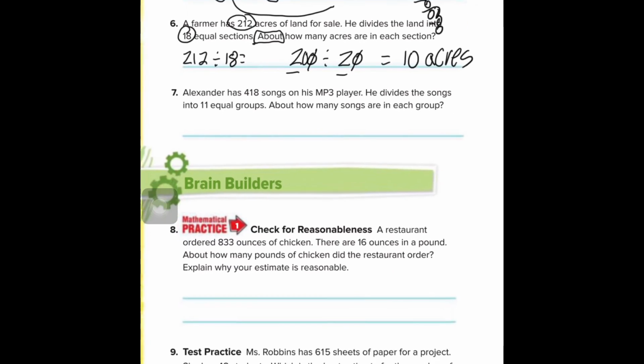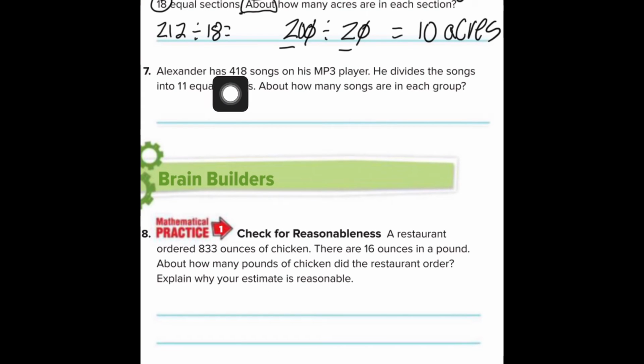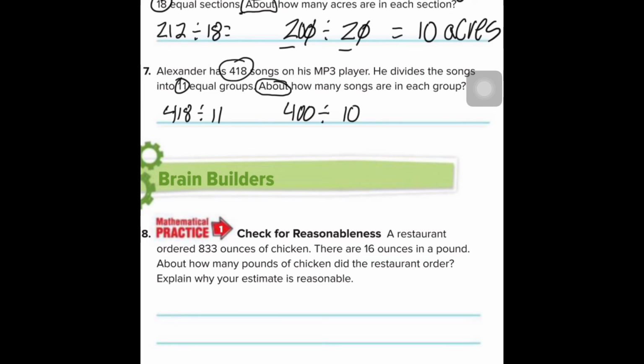Acres. Number 7. Alexander has 418 songs on his MP3 player. He divides the songs into 11 equal groups. About how many songs are in each group? About. So we have 400 divided by 11. So 418 divided by 11. We can round 11 to 10 because that plays a lot nicer. And like I said earlier, 400 would be really easy to divide that into.